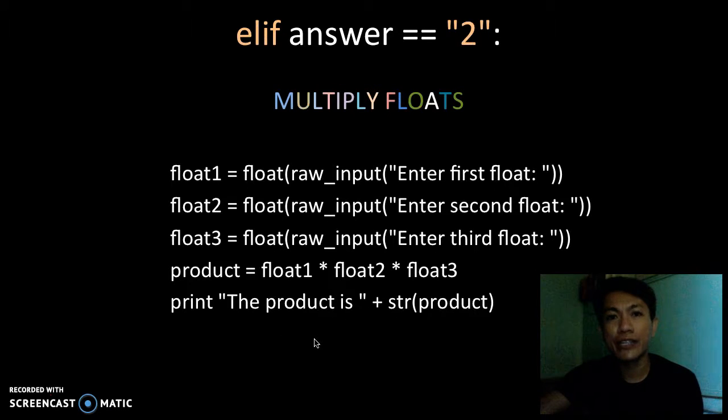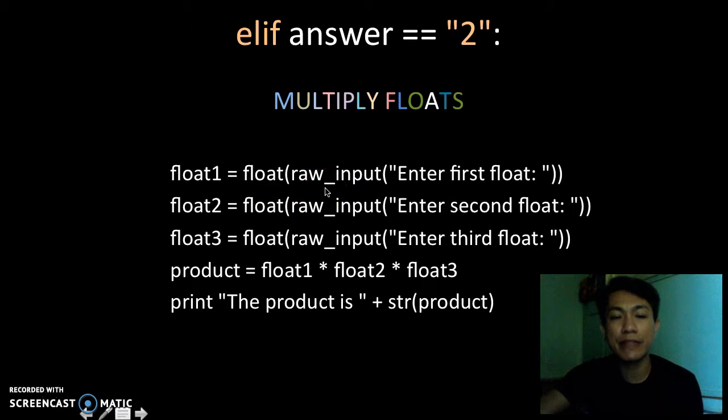And if answer is equivalent to 2, we multiply floats. The difference between floats and integers: integers are just whole numbers. Floats would have decimal points. Again, it is of high importance that we come up with original variables, with unique variables for each one. Now these are not just integers, but they are floats.